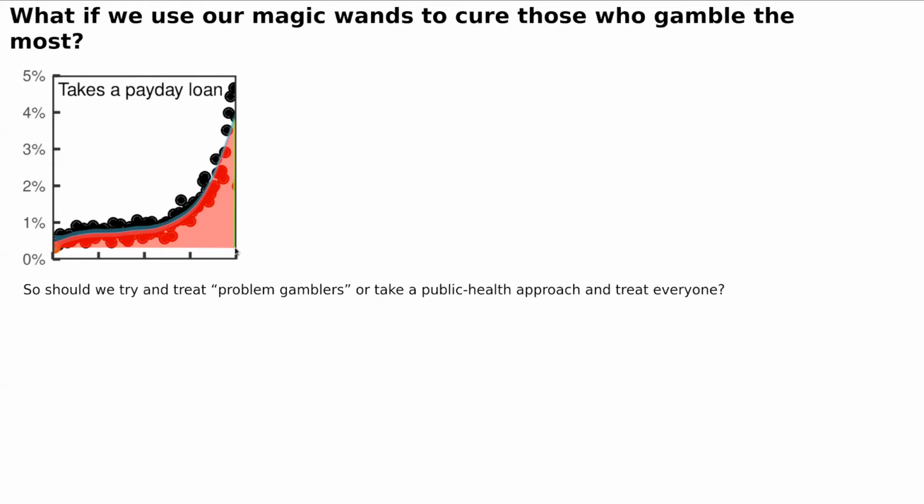And so actually, just treating problem gamblers will do almost nothing to address the scale of harm that our studies revealed. And so I think that suggests that we ought to be thinking about treatments that tackle gambling across the whole population as a way of reducing the harms associated with gambling, and not necessarily just tackling that small fraction of problem gamblers.